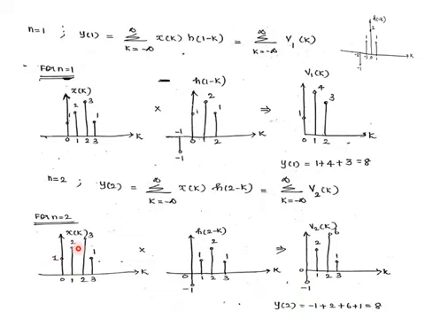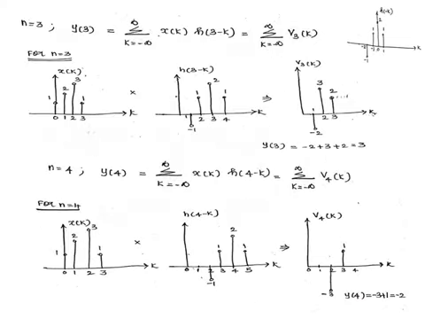K is equal to 1, here the value is 2, here the value is 1. 2 into 1, it is 2. K is equal to 2, here the value is 3, here the value is 2, so 2 into 3, it is 6. And at k is equal to 3, the value here is 1, the value here is also 1. 1 into 1, its value is 1. Now we have to sum up all the product sequences. So it will be minus 1 plus 2 plus 6 plus 1, which will give you 8. So the sample value at n is equal to 2 is 8. Similarly, the other sample values of y of n till n is equal to 5 have to be determined.